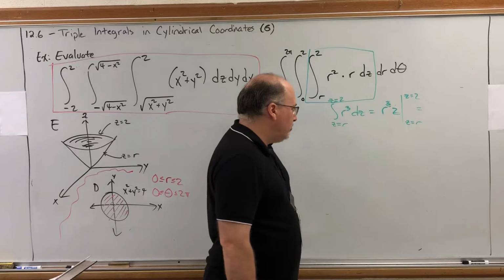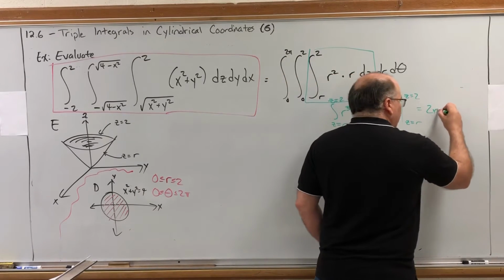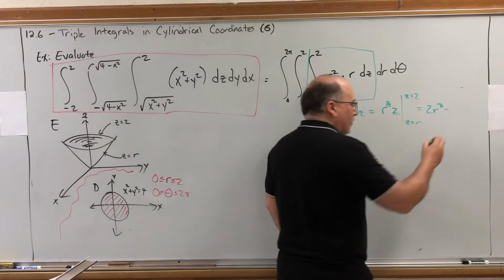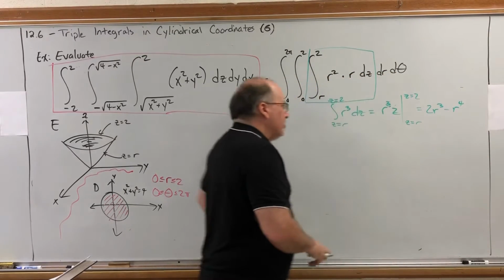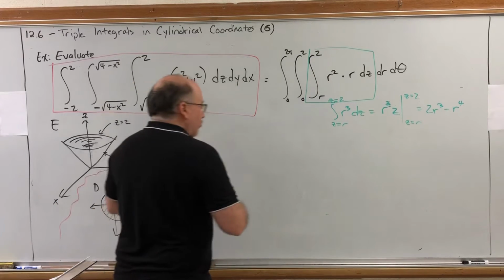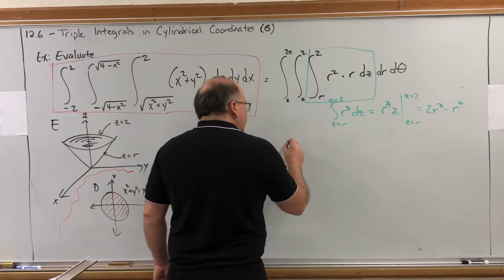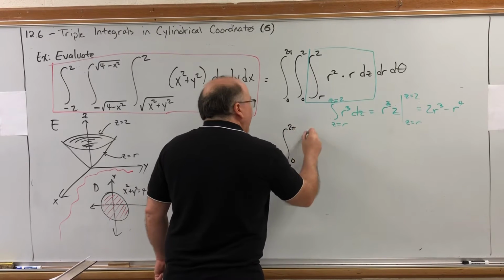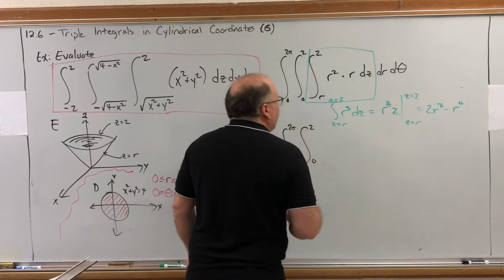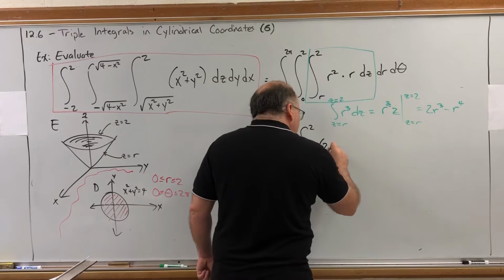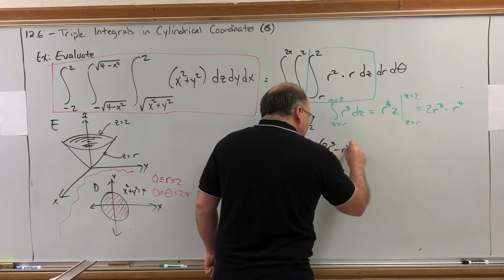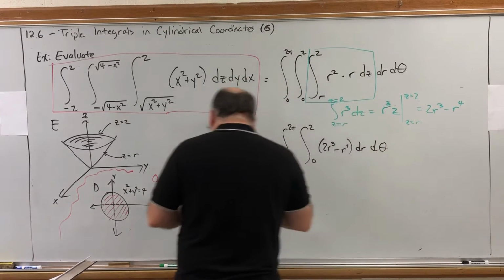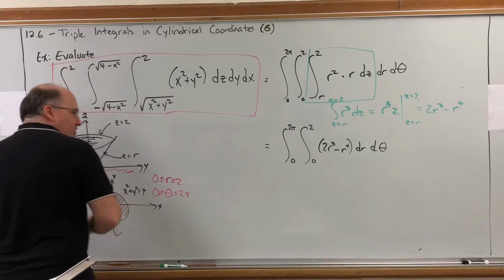So if we substitute 2 for the z, we get 2r to the third power, minus, if we substitute r for the z, we get r to the fourth power. So there's the value of the innermost integral. So now we can focus. Let's go ahead and reset the double integral. 0 to 2 pi, 0 to 2 of 2r to the third minus r to the fourth dr d theta. And now let's focus on the dr integral.